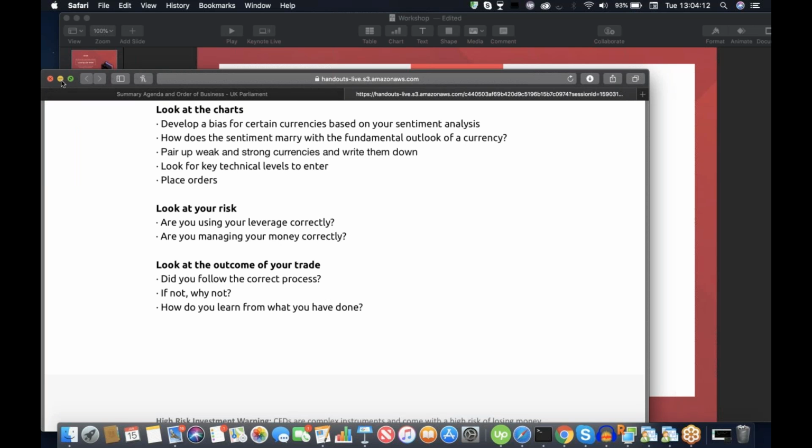The idea is just one side. I don't want to make it too big. I don't want to make it impractical. It's just one piece of A4 that should have enough prompts on it to help you start to make a trading framework for yourself.